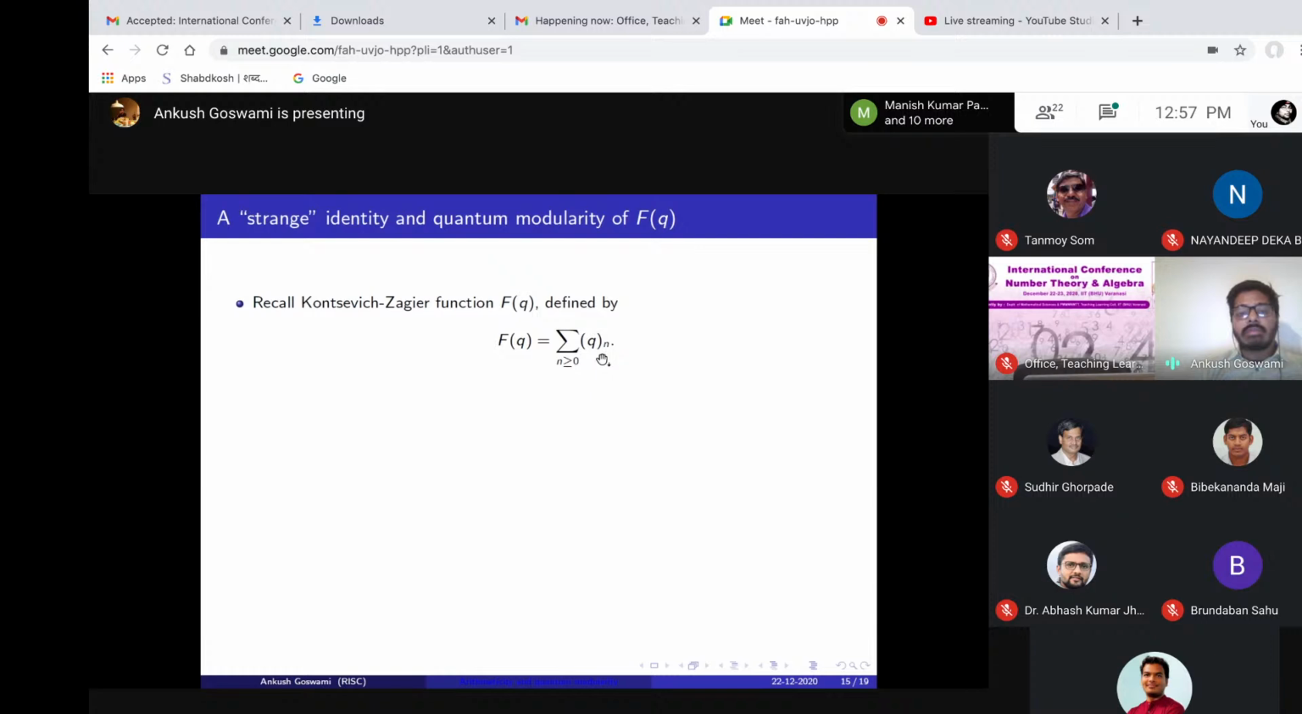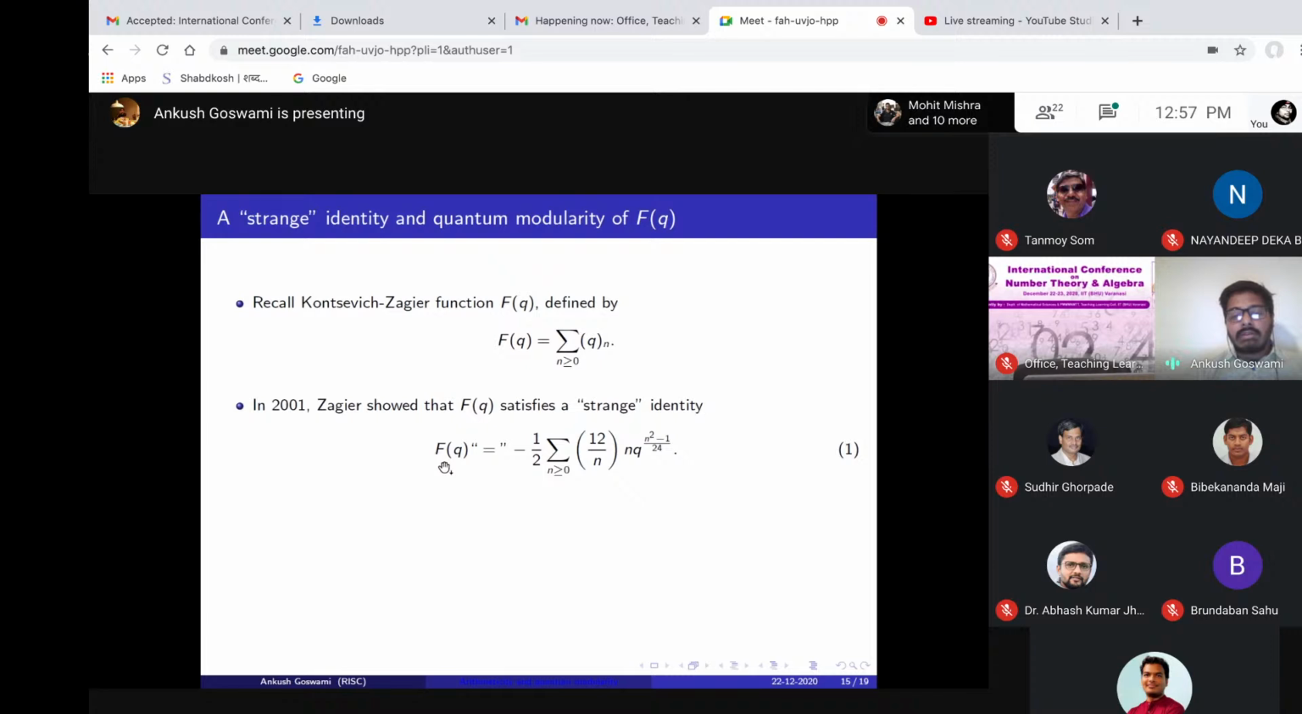And then in 2001, Zagier showed that this function F of q satisfies a really strange identity. F of q on the left, and this is not an equality; it is an equality within quotes, and the right-hand side is actually a partial theta series. This equality within quotes simply means that the two sides agree to all orders when q is a root of unity. The two sides actually make sense simultaneously when q is a root of unity; otherwise, they do not make sense simultaneously when q is anything other than a root of unity.